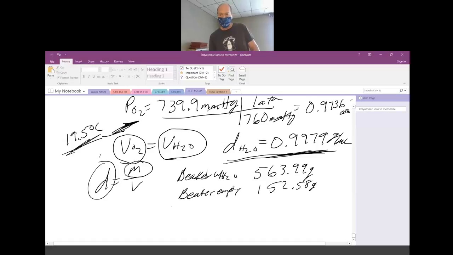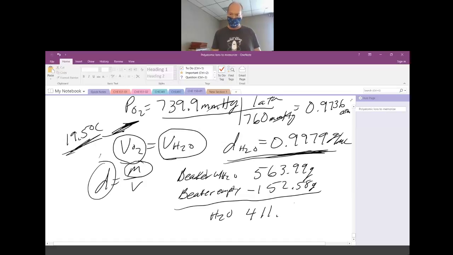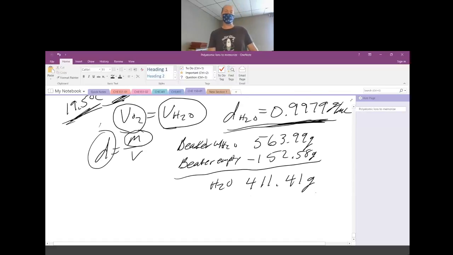All right, and so when you take your beaker and water and subtract your beaker, now you have your mass of water. And so the mass of water, after we subtract out the mass of the beaker, is 411.41 grams. All right, so now that we have our density and our mass, we can solve for the volume.